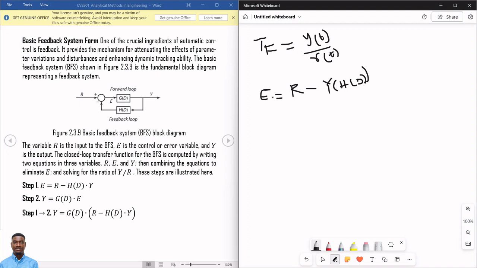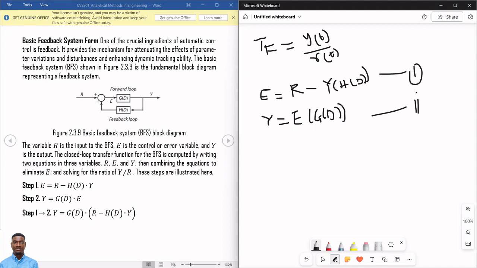So that is what is giving us E in this case. But Y itself is a result of E G D, so Y equals E into G D. So that is what is giving us Y. Let's call this equation 1 and call this equation 2.